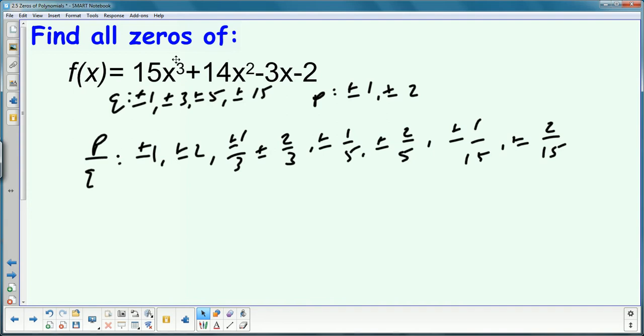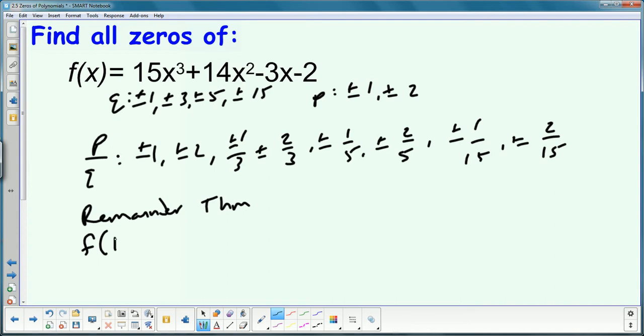Also remember, since we have a degree 3, that tells us there's 3 zeros. And so what we're going to do here then is use our remainder theorem to find that first zero. And that means if we take each of those zeros, or one of them, and plug it in, I'm going to start with f of 1. If I plug that in, what number do I get out?